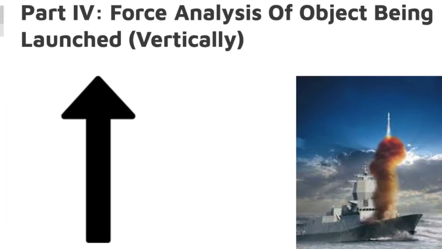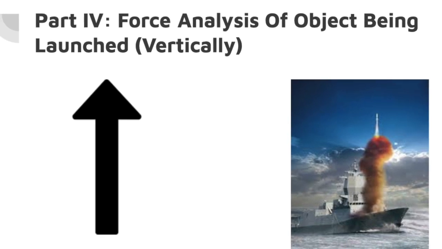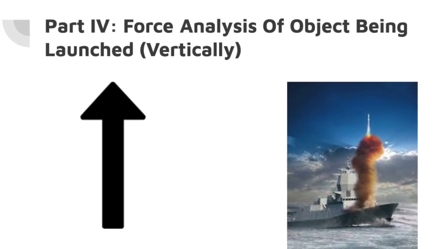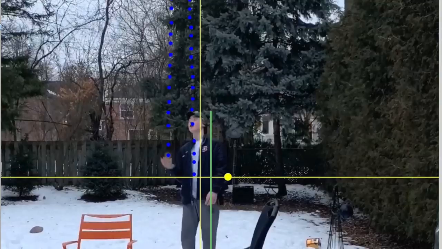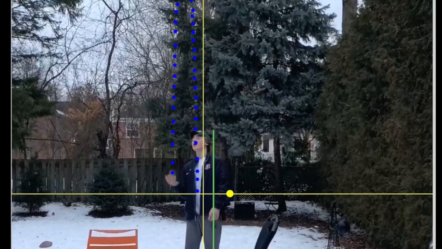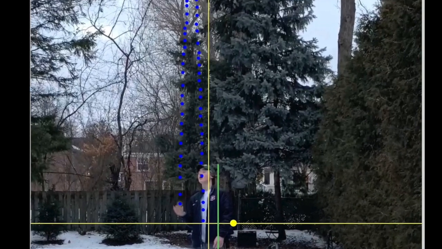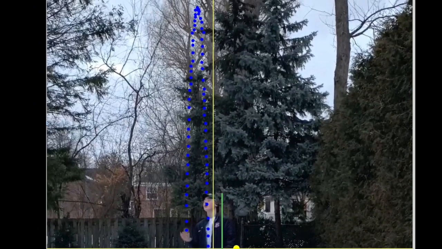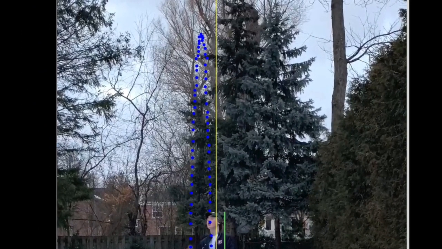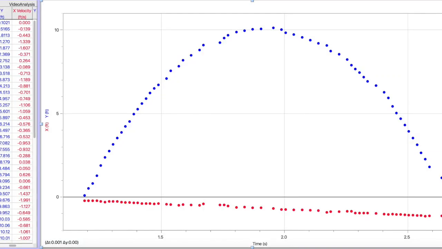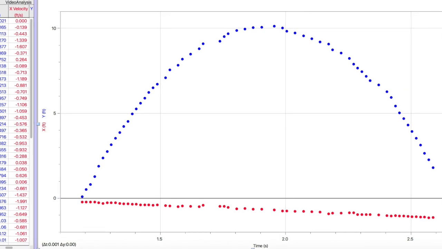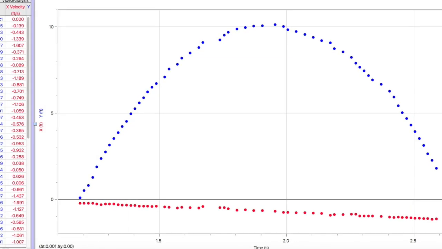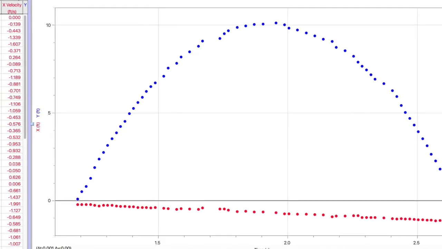Part 4. Force analysis of an object being launched vertically. This is Ryan throwing the ball vertically. This photo shows the points that we have plotted to input into our Vernier Logger Pro to create the graphs. From this graph we can see that as the blue dots go up, the ball is thrown in the air, and as they come back down, the ball returns to its original point.